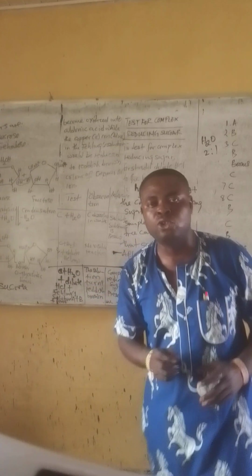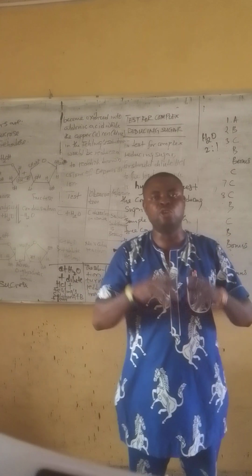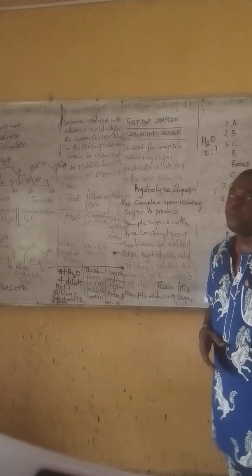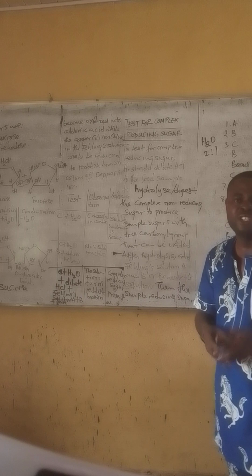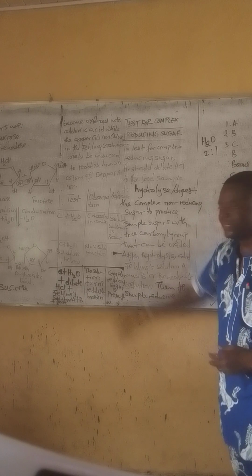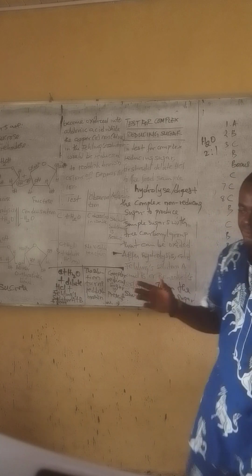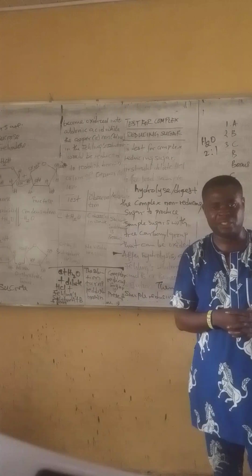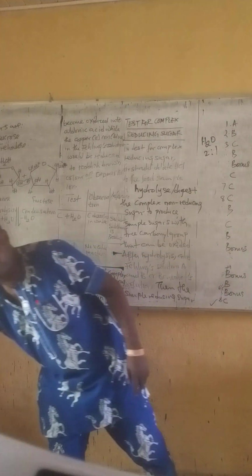So the blue color of the Fehling solution and the Benedict solution is due to the presence of copper 2 ion. And when the copper 2 ion has changed to copper 1 ion, the color of copper 1 ion is reddish brown. So that is what you are seeing there. I hope you understand what we have done so far. So this brings us to the end of this class.